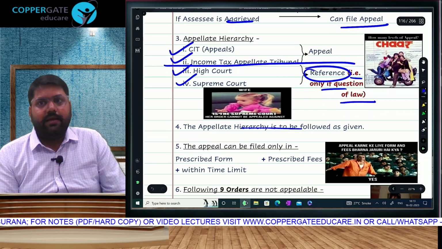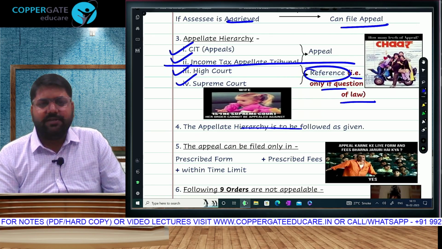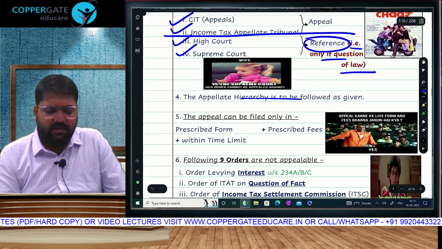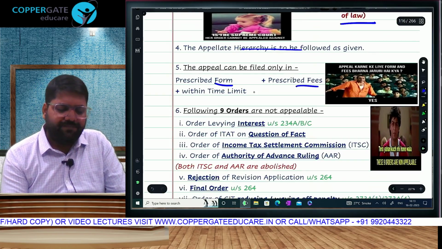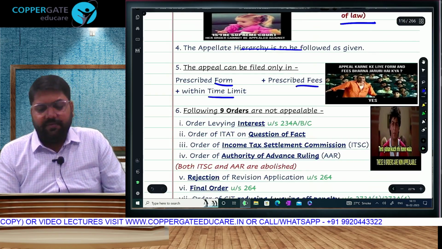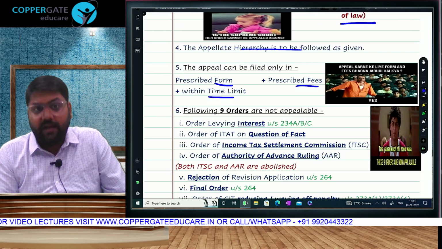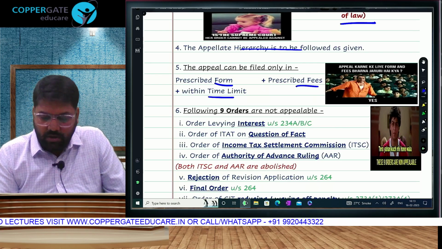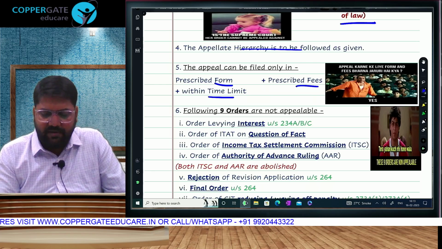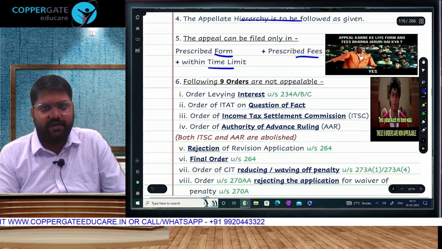And obviously, the hierarchy has to be followed. You can't jump, you can't go from foundation to final directly. Obviously, you have to fill up the form, pay the fees and do it within the time limit. But the most important aspect is that there are 9 orders in income tax which are non-appealable. 9 orders against which you will not be allowed to file any appeal.